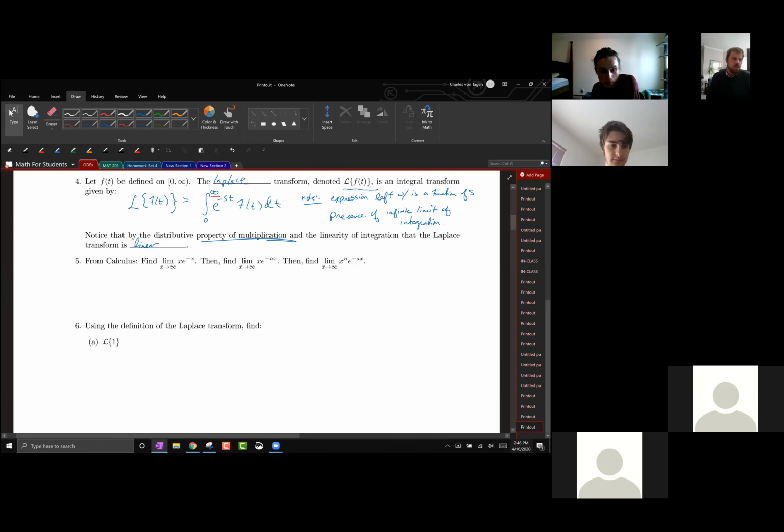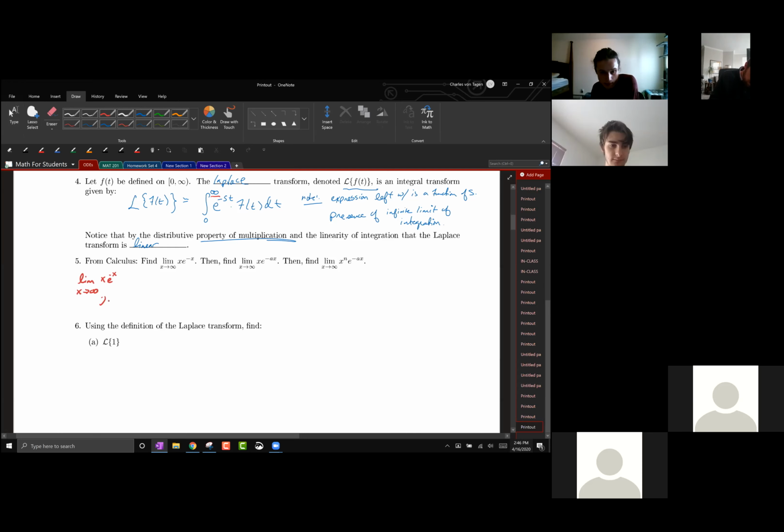Okay, so I need to remind us of a few facts from calculus. We're going to have to revisit a little bit of L'Hopital's rule. I do want to make sure that you see that L'Hopital's rule comes into play in almost all of these problems because of that infinite upper limit of integration. So let's just look at this limit right here. We've got the limit as x approaches infinity of x e to the minus x.